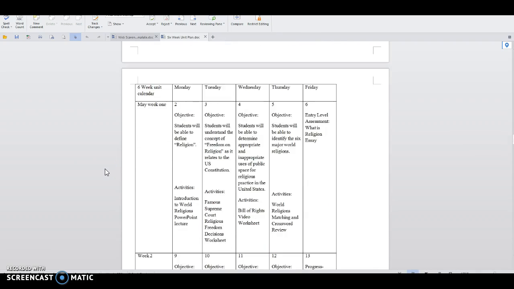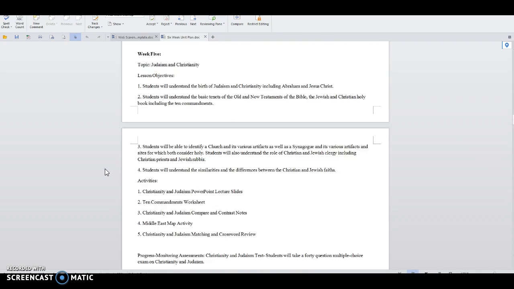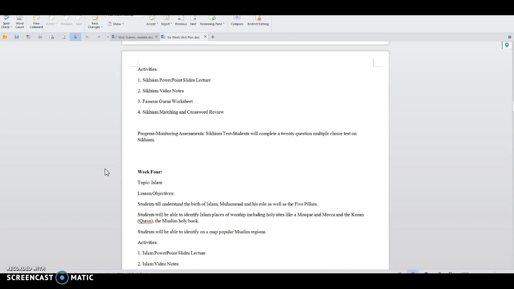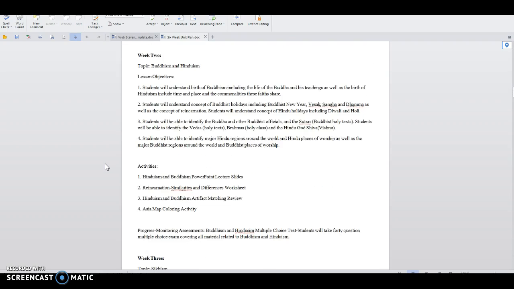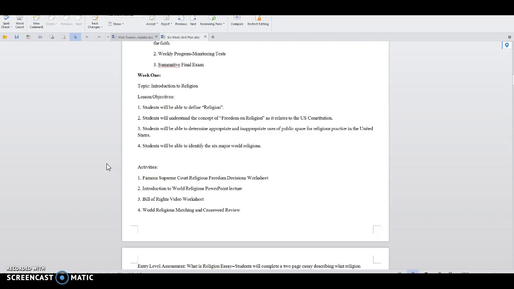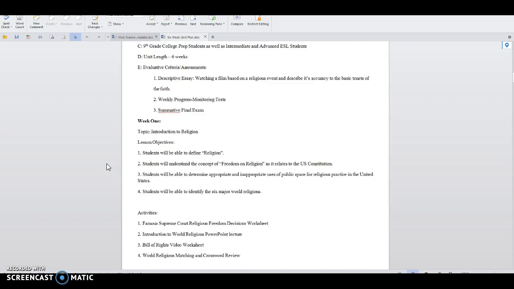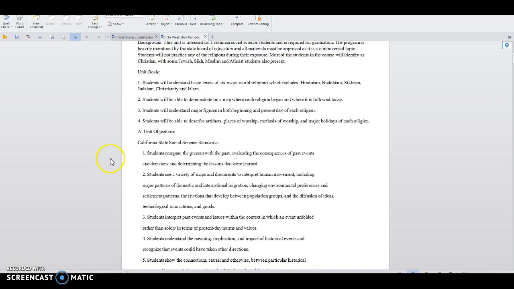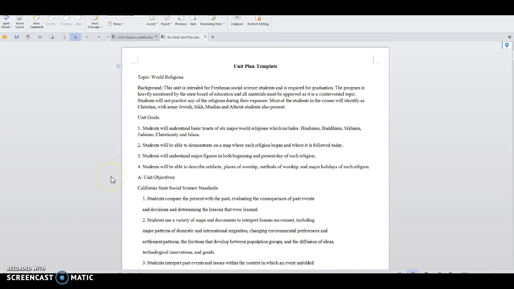And the way I set the class up is that I start with the earliest religions first. Now, I obviously don't cover all of them because there are thousands of them. So what I do is pick the six largest in the world at this time. And at this time, they are Hinduism, Buddhism, Sikhism, Judaism, Christianity, and Islam.